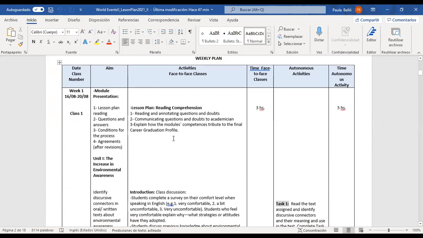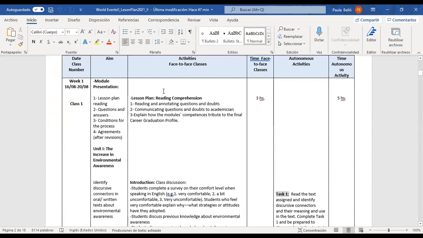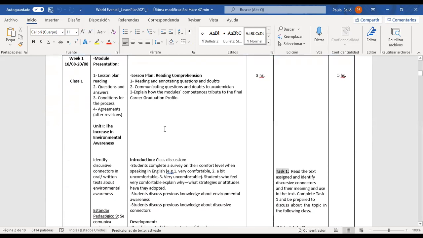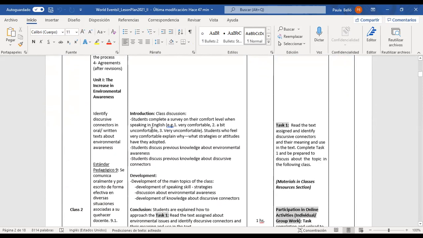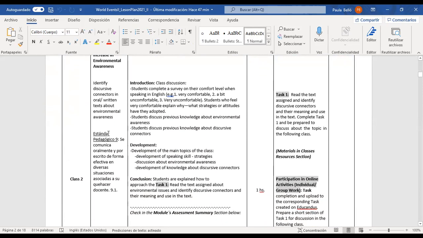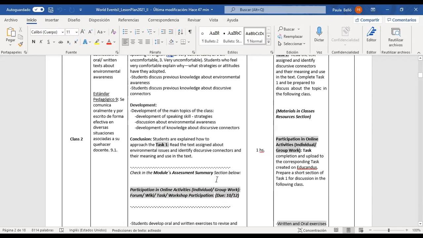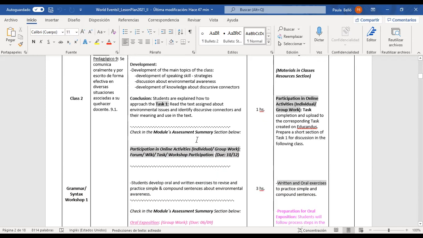In the lesson plan, you will now have time to develop the reading and ask questions for the next class. And in unit 1, here are our contents, our saberes. Yes, the standard. We are developing a disciplinary, professional standard here, standard 9, and the tasks that we will be doing. So how are the tasks this semester?